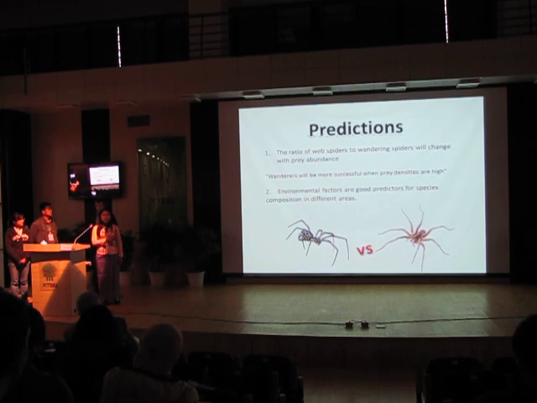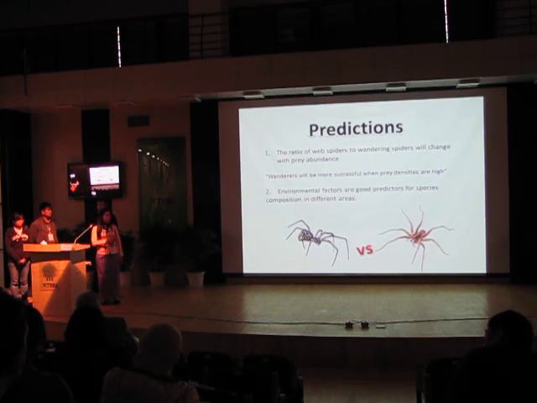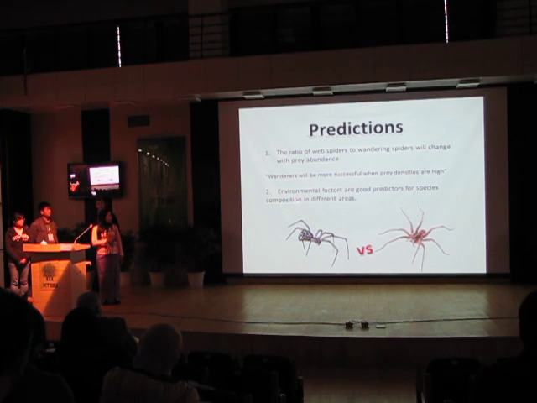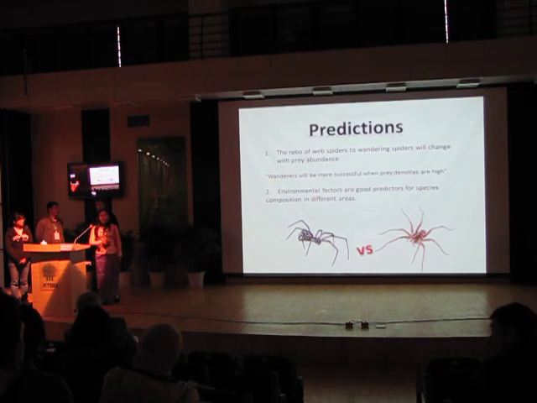In our study, we have two predictions. The first is that the ratio of web spiders to wandering spiders will change with prey abundance, because wandering spiders will be more successful when prey abundance is higher. The second prediction is that environmental factors and prey abundance drive species composition in different areas.